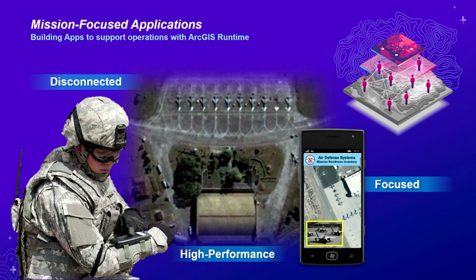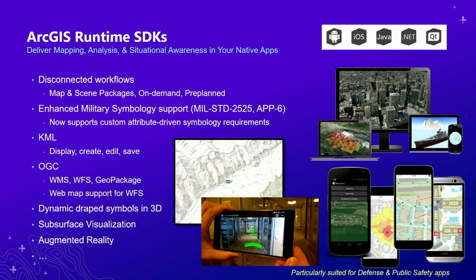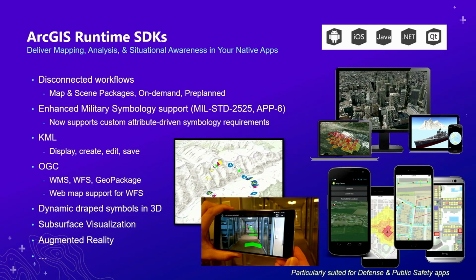Also, collaboration and sharing situational awareness information is key for these apps to support decision-making. So having high-performance apps is critical. The ArcGIS Runtime SDKs are particularly well suited for these apps because they allow you to build native apps, giving you the best performance and ability to leverage device capabilities.